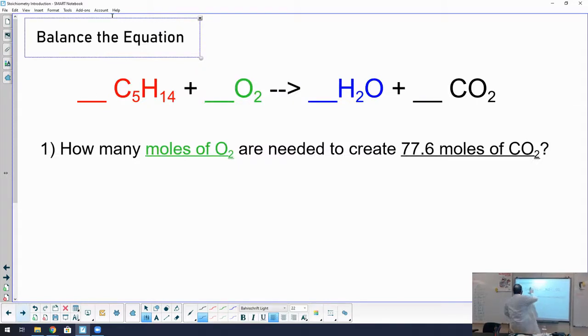Hey, I have an equation that needs balancing. This is a bit of a trickier one. Give it a shot. See if you can balance our equation, and then we'll try out our example problem here together. Give it a shot.